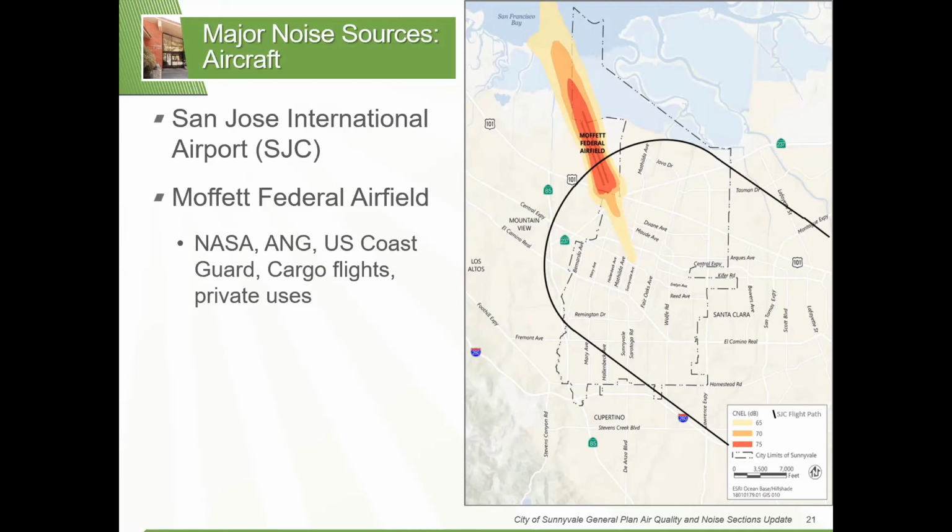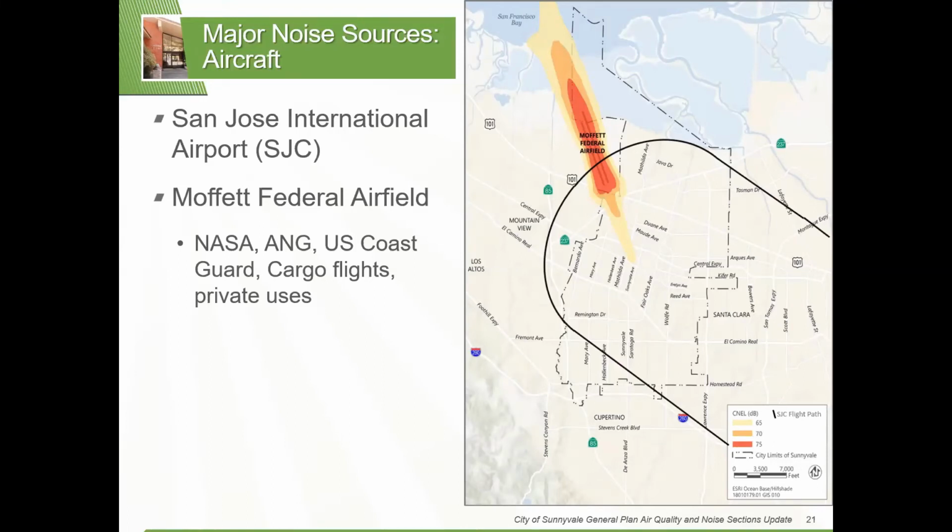Coast Guard, and for cargo flights. Santa Clara County completed a comprehensive land use plan, which includes the existing and planned facilities, noise contours, height, and safety restrictions, policies, and land use compatibility standards for Moffett Airfield.